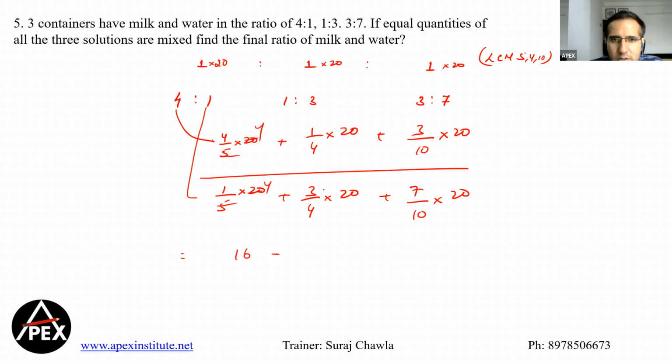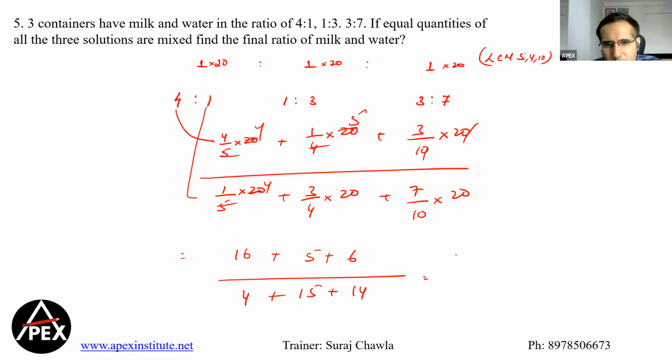I get 16 here. 4 ones are 4, fives are 16 plus 5. 0, 0 gets cancelled. 3 into 2 is 6. 4, 15, and 14. So what do we get here? 16 plus 11, that's going to be 27, and 4 plus 29 is going to be 33, and therefore the answer is going to be 9 by 11. Clear, guys, everyone?